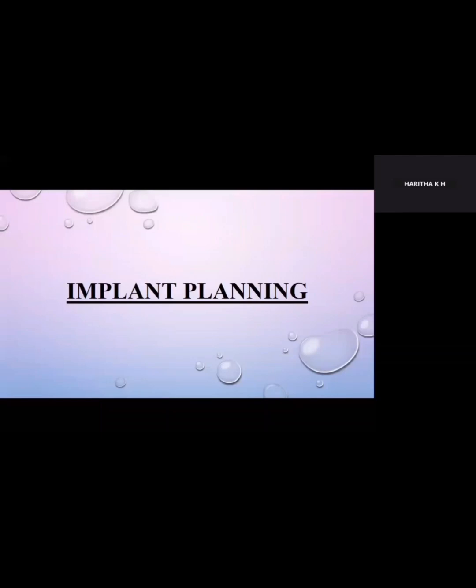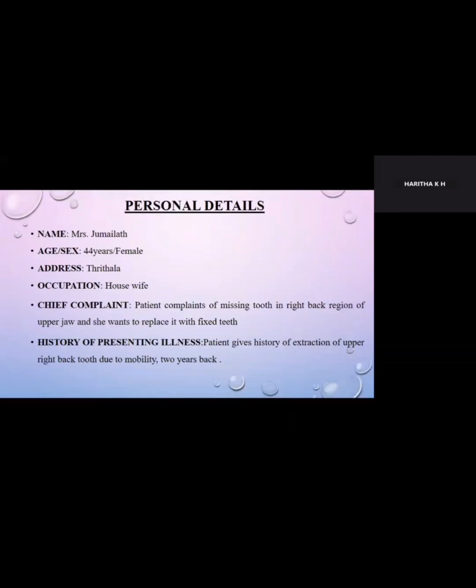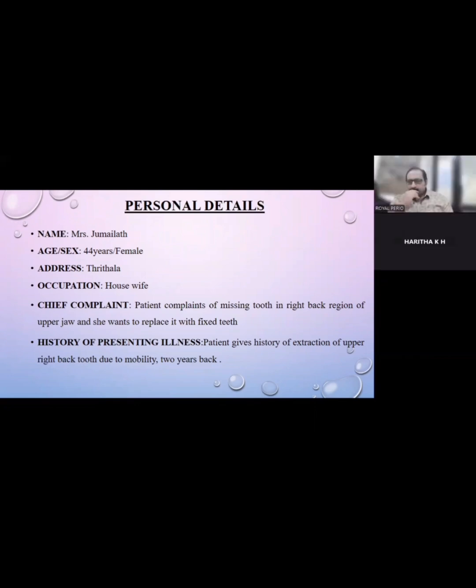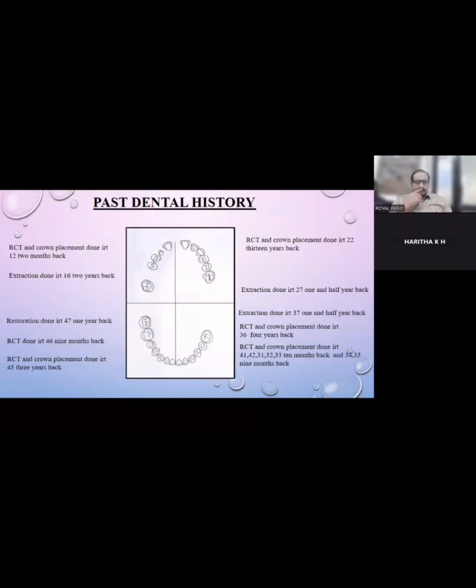Good morning. Today I am presenting the case report of Mrs. Jumailith, a 44-year-old female patient hailing from Tripura. She is a housewife, reported to the college OPD with the chief complaint of a missing tooth in the right back tooth region of the upper jaw, and she wants to replace it with a fixed tooth. History of presenting illness: the patient has a history of extraction of the upper right back tooth due to mobility 2 years back. This is past dental history.